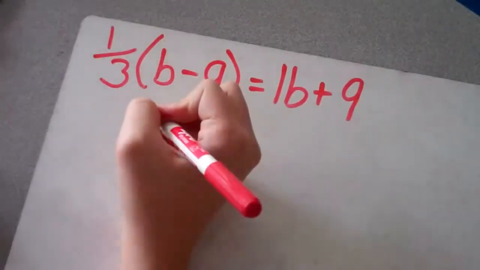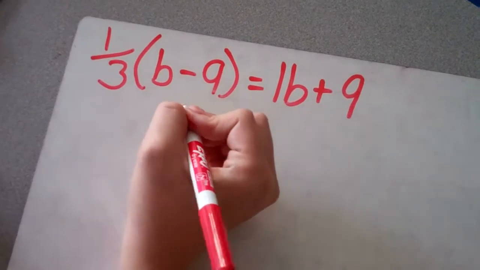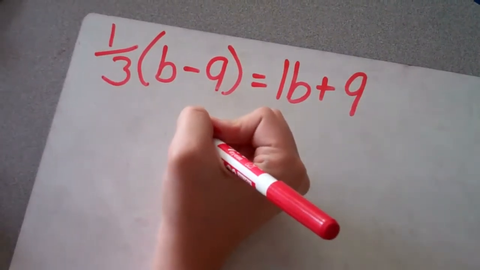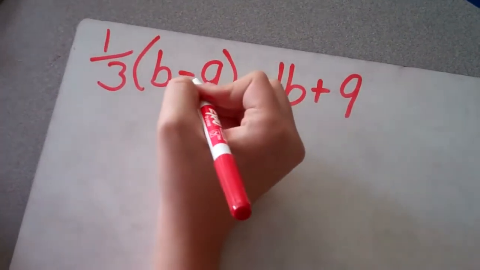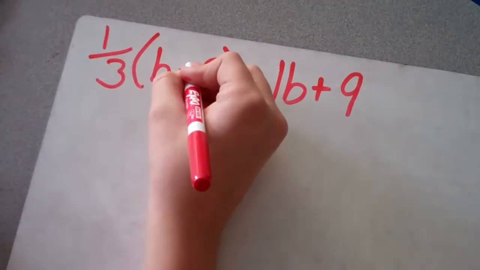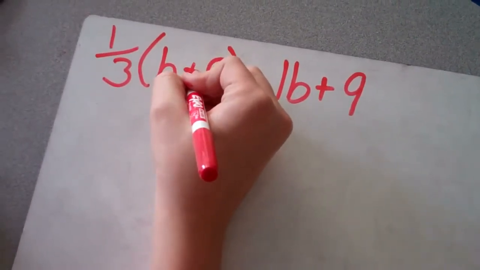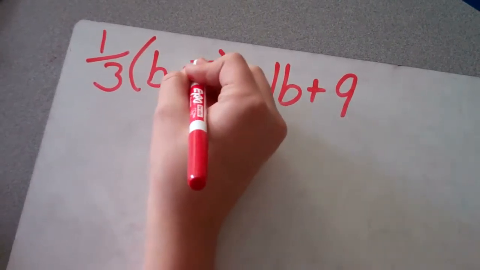The original problem is 1/3 times the quantity b minus 9, close your parentheses, equals 1b plus 9. First, we want to simplify. So we're going to change the subtraction sign to an addition sign and change the positive 9 to a negative 9.